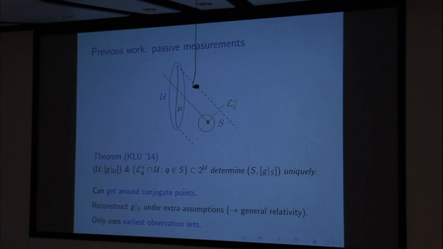Some technical comments about this: you can get around these conjugate points or caustics because you can always move just an epsilon away from a caustic and you're off of it. You can also reconstruct the metric itself, so the time scale as well, if you make some extra assumptions, for instance, something in general relativity such as the metric being Ricci flat. And also, this only uses the earliest light observation set, so there's no reflection happening at any surface. That's geometrically simpler in that sense, but otherwise, it's very similar in spirit.